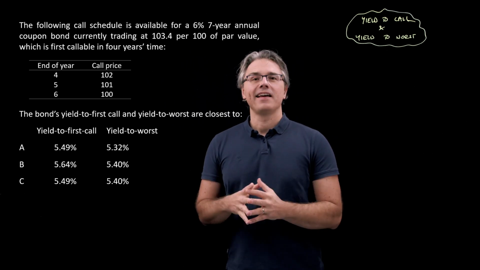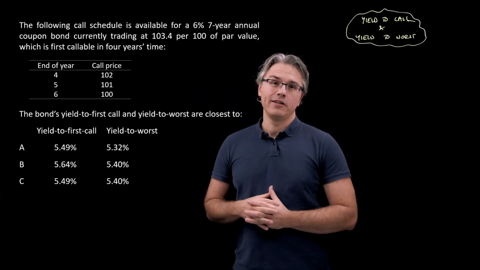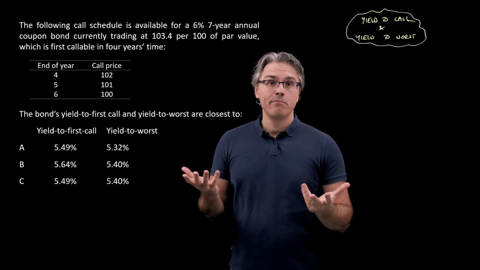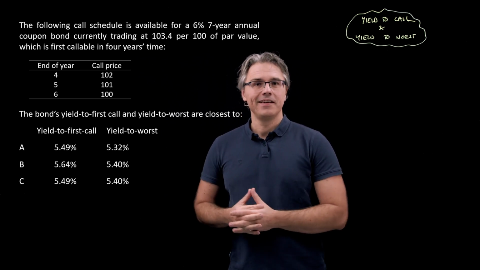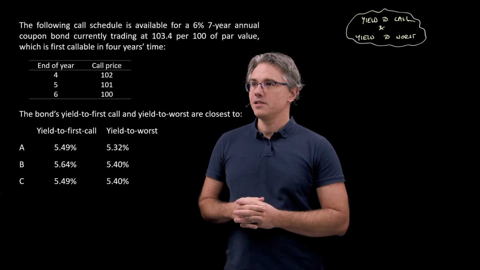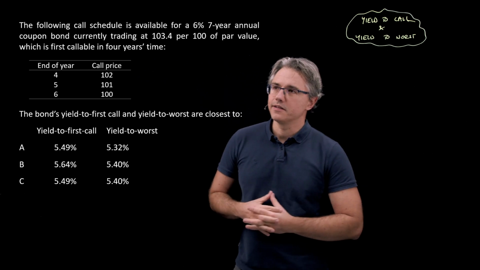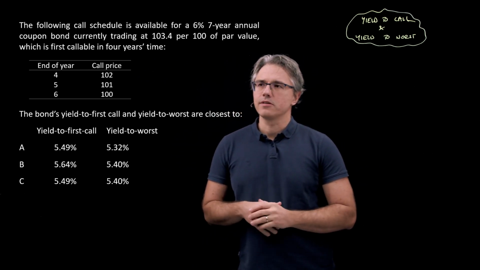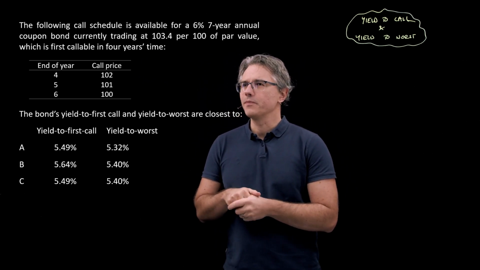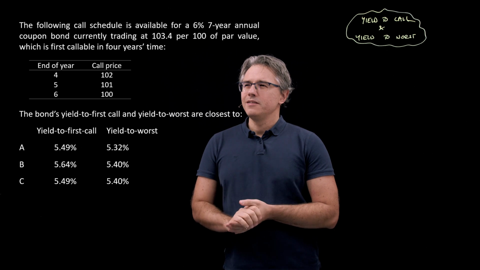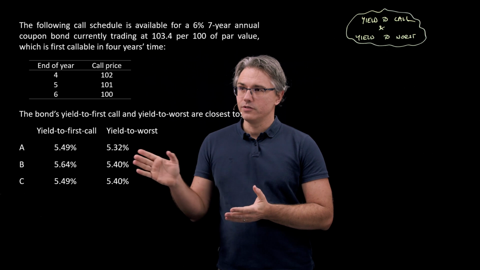And obviously, a callable bond, which may be called, is a bond that can be retired early by its issuer. Bondholders have no say in that matter. They'll have to give up the bond and receive whatever is the call price in this case. And as you can see, it's a declining call price. Depending on when the bond is called, it gets closer and closer to 100, that is the par value of the instrument. Now, the bond's yield to first call and the yield to worst are closest to, and we've got options for both concepts.